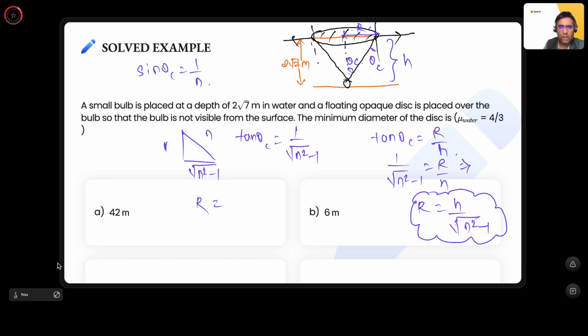So radius will become, height is 2 root 7 upon under root of, this will be 16 by 9 minus 1. Okay, so this will come out to be 6 meters. So we have to find the diameter. So diameter will be 12. So our answer comes out to be 12. The radius will be 6. The answer will be 12 meters. All right.